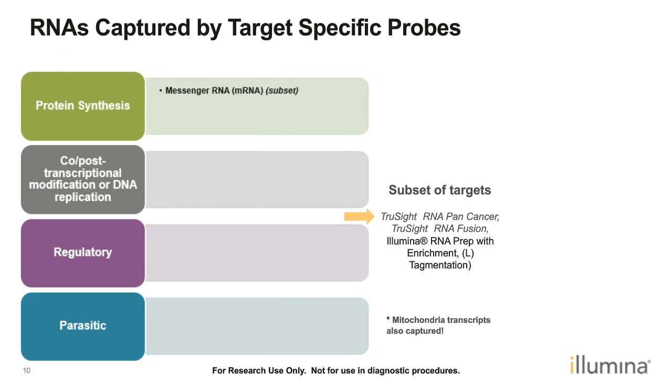Also available are our TruSight RNA Pan-Cancer, TruSight RNA Fusion, and Illumina RNA Prep with Enrichment Tagmentation kits. These kits have probes specific to a subset of mRNA. So if you know a little more about what you are specifically looking for, such as cancer genes, for instance, maybe one of these kits would be suitable for your needs.